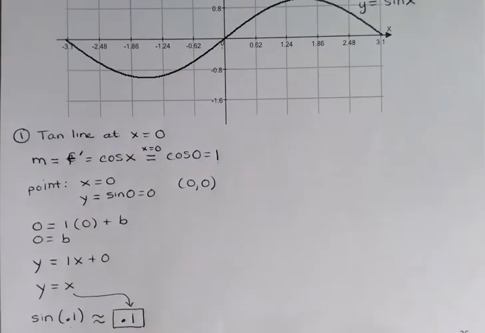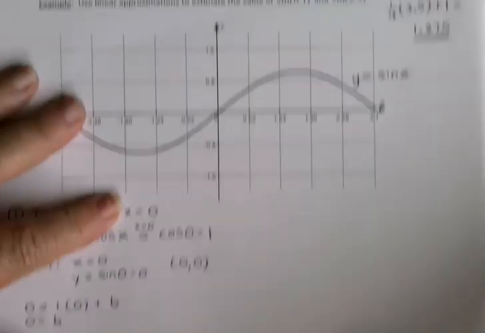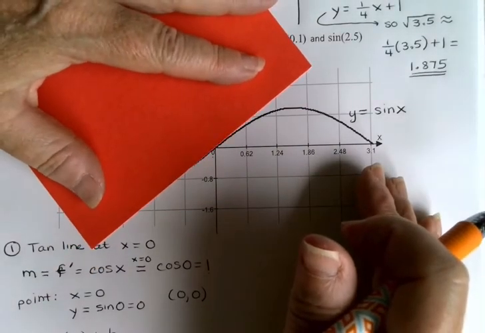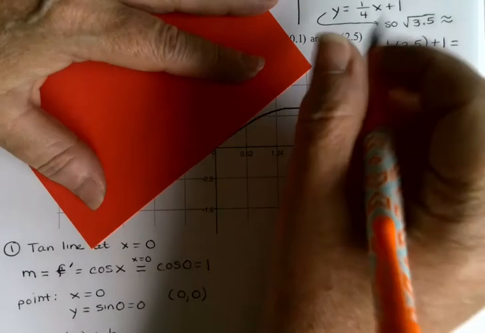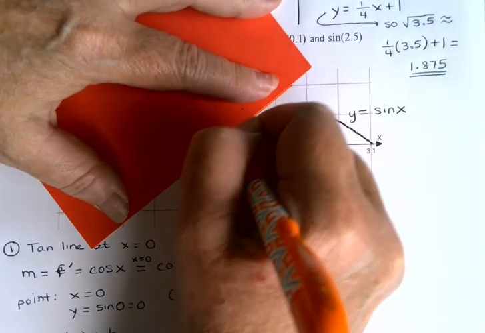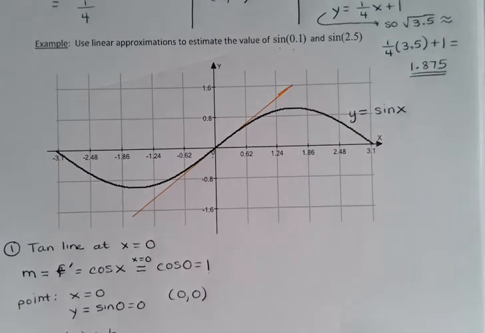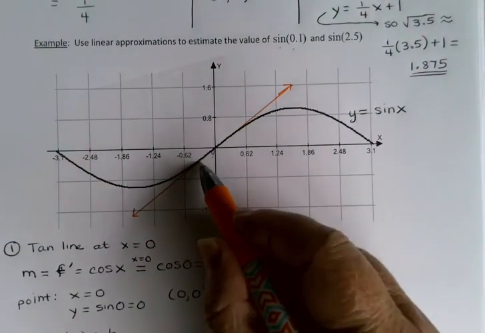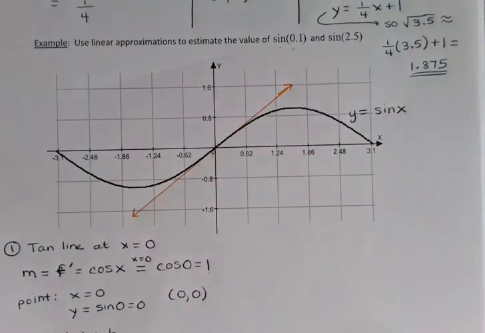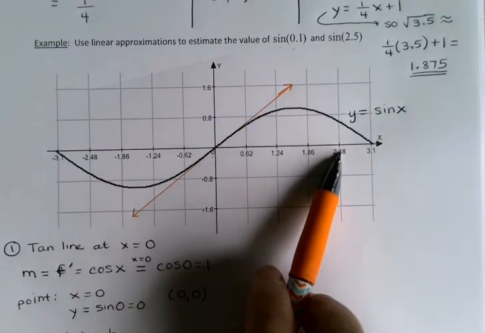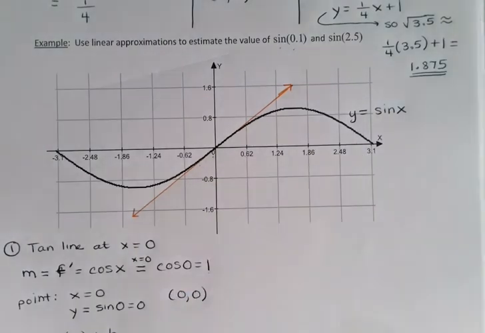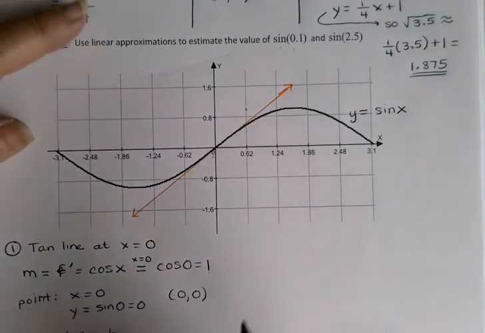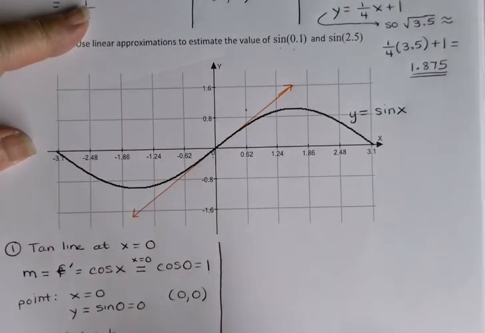Now, that line, y equals x, that's tangent to this graph at 0, is a great approximation, close to 0. In fact, you can see how close we are near 0. But it would be a terrible approximation at 2.5. The graph has started coming down there. So we need another point of tangency to do that approximation.